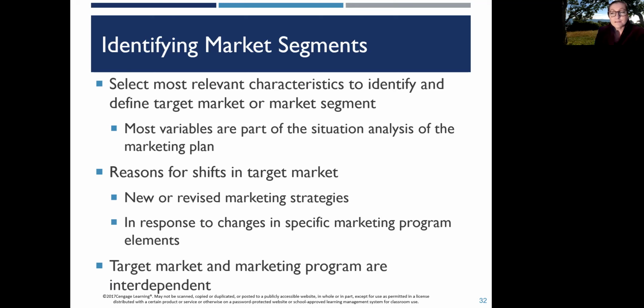Now, some organizations might have to shift their target market. Maybe the organization's goals change. Maybe their overarching strategy changes, or maybe the shift in the target market is in response to changes in specific program elements.